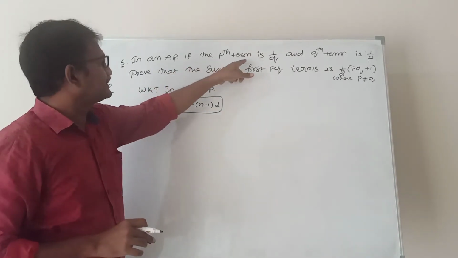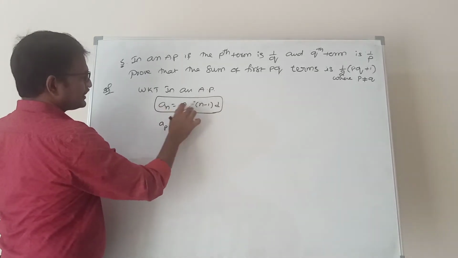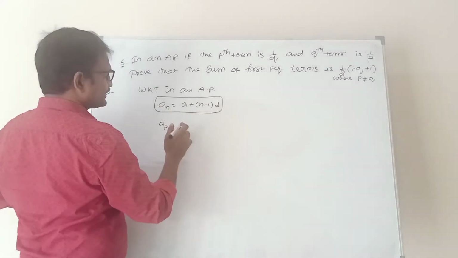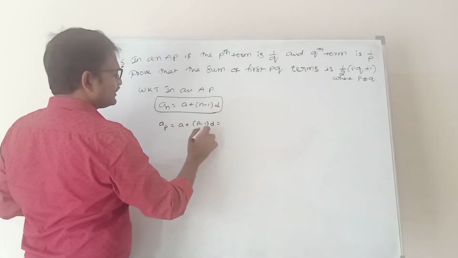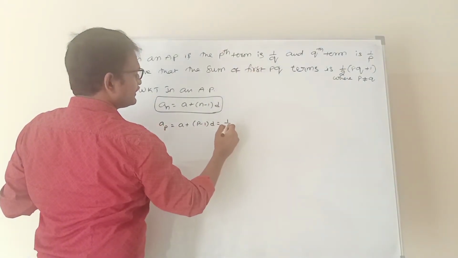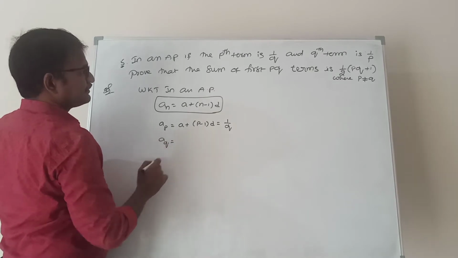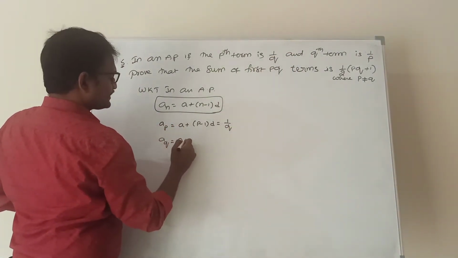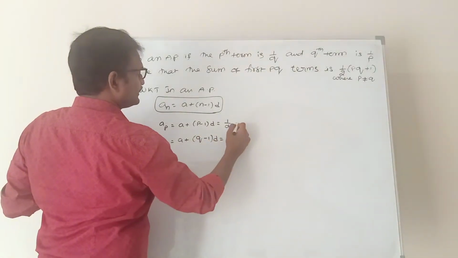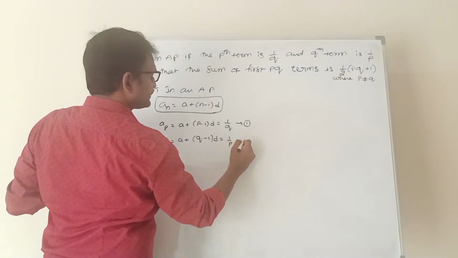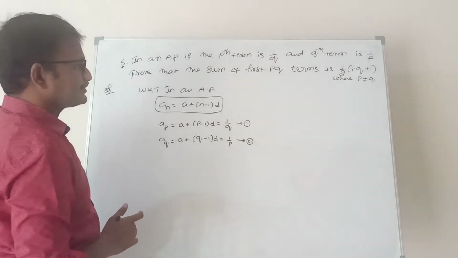Here what is given? The pth term is 1 by q. The nth term is a plus n minus 1 into d, so the pth term is a plus p minus 1 into d, and its value is given as 1 by q. Next, the qth term is given. What is the qth term? a plus q minus 1 into d is equal to 1 by p. This is equation number 1 and this is equation number 2. Then we have to prove the sum of the first pq terms is half of pq plus 1.